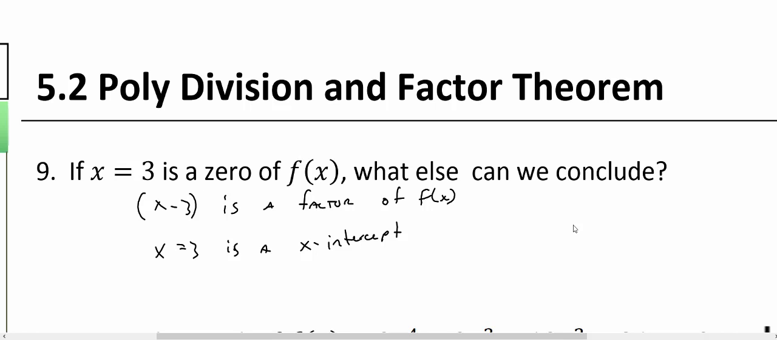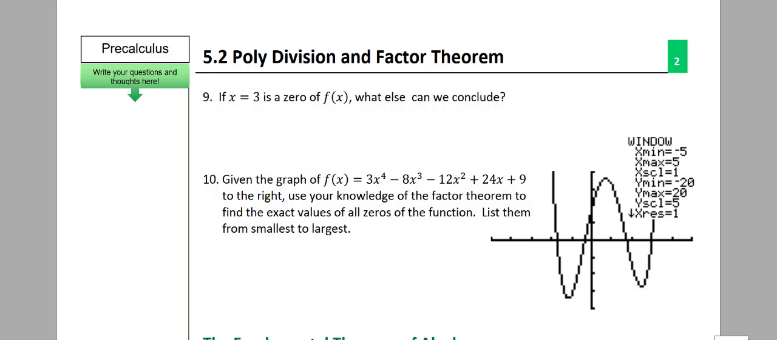Fantastic. Well, I guess we do know one more thing. That if I plugged 3 into the function, I would get 0. Because it's a 0, that would happen, right? So that's why those 3 are always going to work when x equals 3 is a 0. All right, number 10.